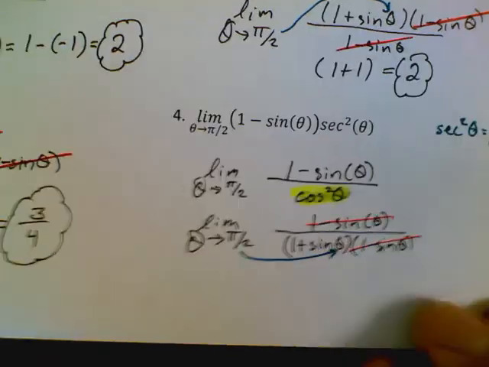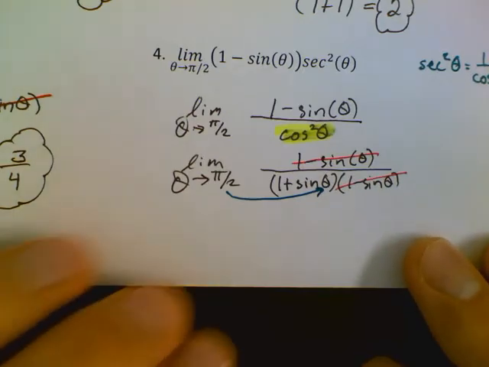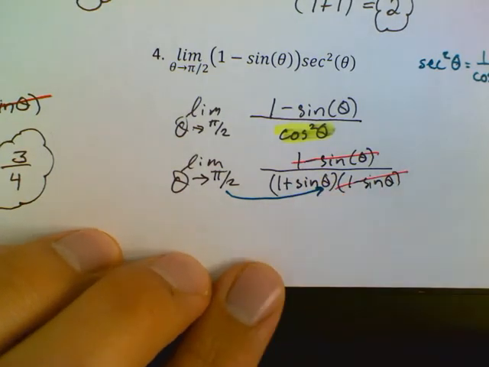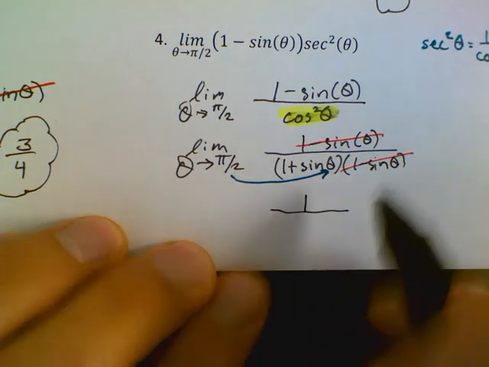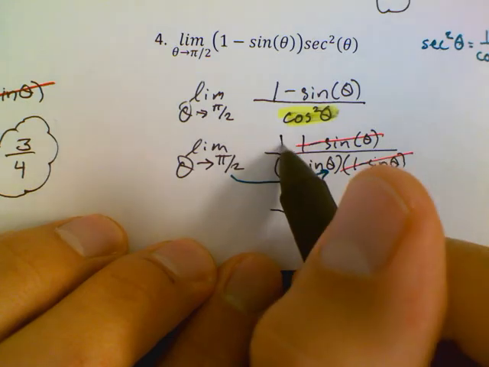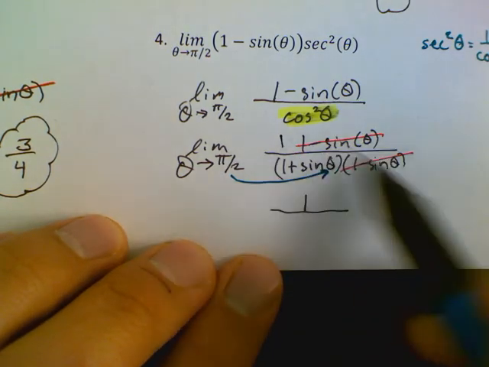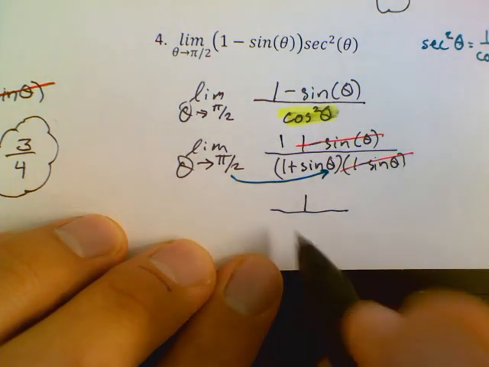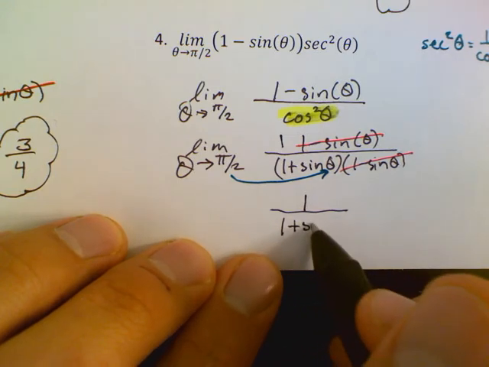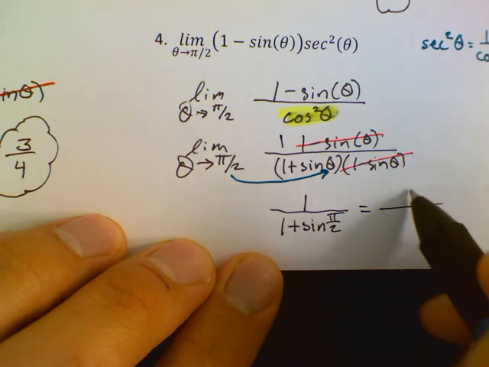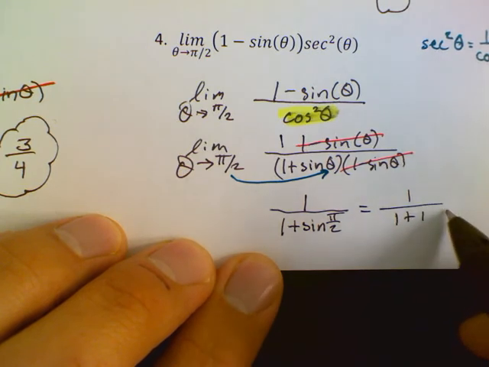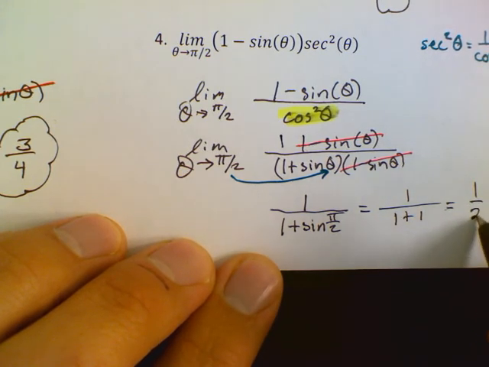Once those are canceled, you'll drop the pi halves in. But this is a big mistake that people make. People forget to leave the placeholder, that 1 on top. So let's not forget that. This cancels out to be a 1 on the top because these are factors and they cancel. And then I have a 1 plus sine pi halves on the bottom. And of course sine pi halves is just 1. So 1 over 1 plus 1, that'll give me 1/2.